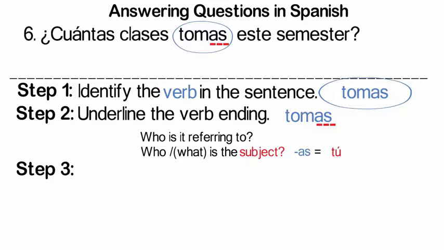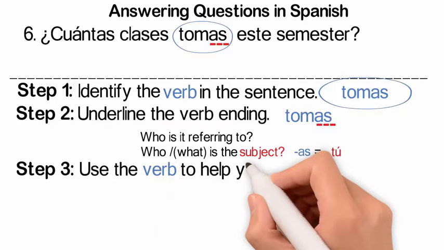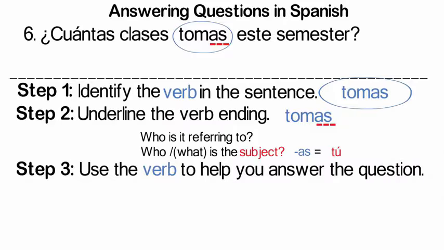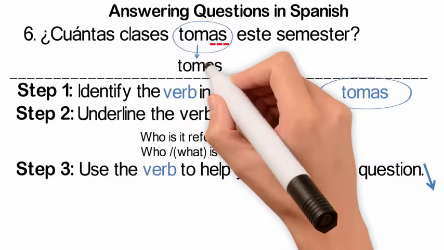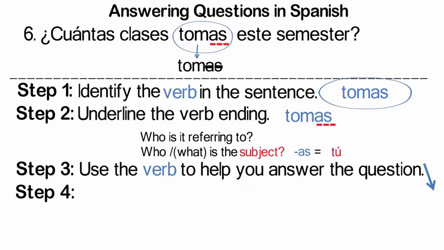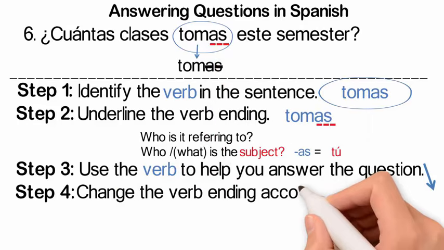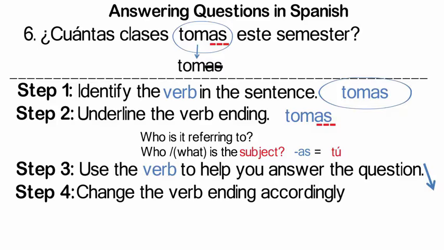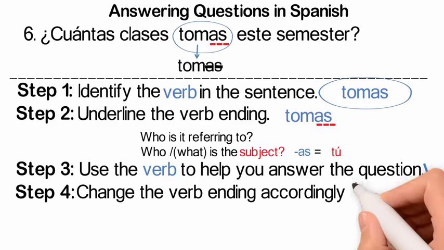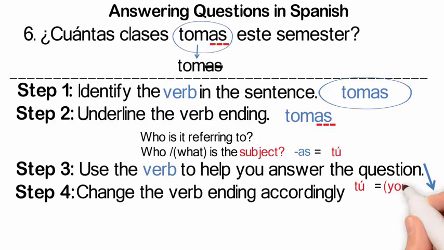In step 3, you can use the verb in the question to help you answer the question. Bring down or rewrite the verb from the question, tomas. Step 4. Change the verb ending accordingly. From having tú in the question with the verb ending as, to the verb ending for yo, o, in the answer.